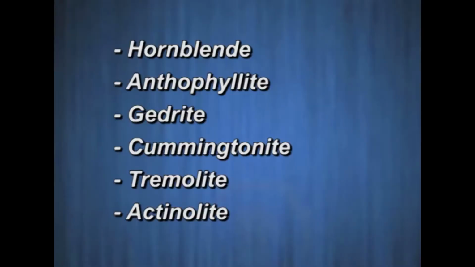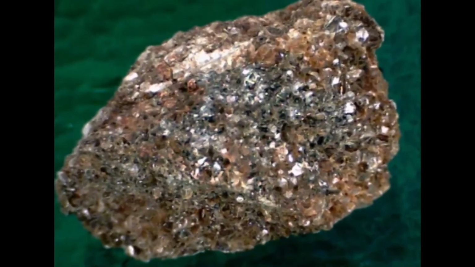Further characteristic features of these phases are the absence of amphiboles, that is hornblende, anthophyllite, gedrite, cummingtonite, tremolite-actinolite, and the occurrences of orthopyroxene, that is enstatite and hypersthene.